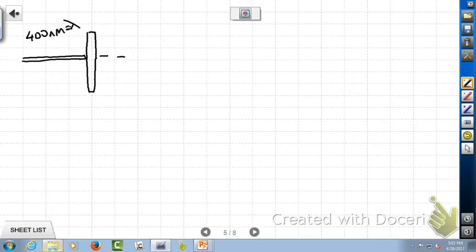The light should go straight, but what happens is it's going to be sent out to different directions. This is the first order.